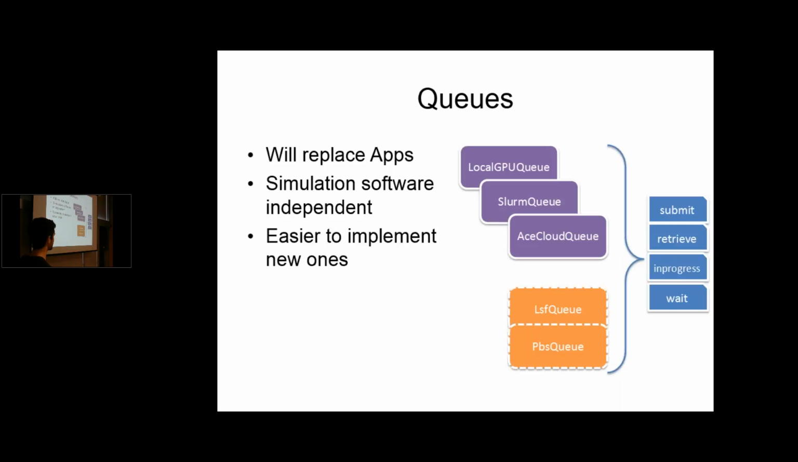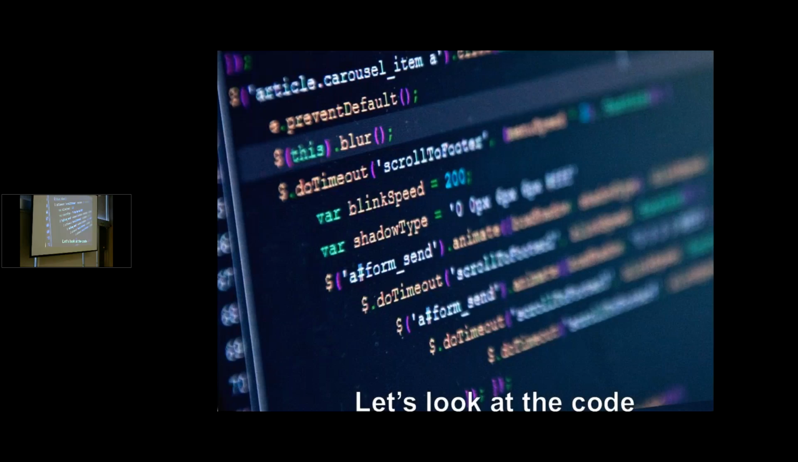In progress, which tells you how many simulations are still running or queued. From that you can infer how many have completed. And then the wait method, which stops the execution of your script until all of the simulations have completed from that queue. So they're quite nice queues because they're really simple and it's easy to implement new ones.